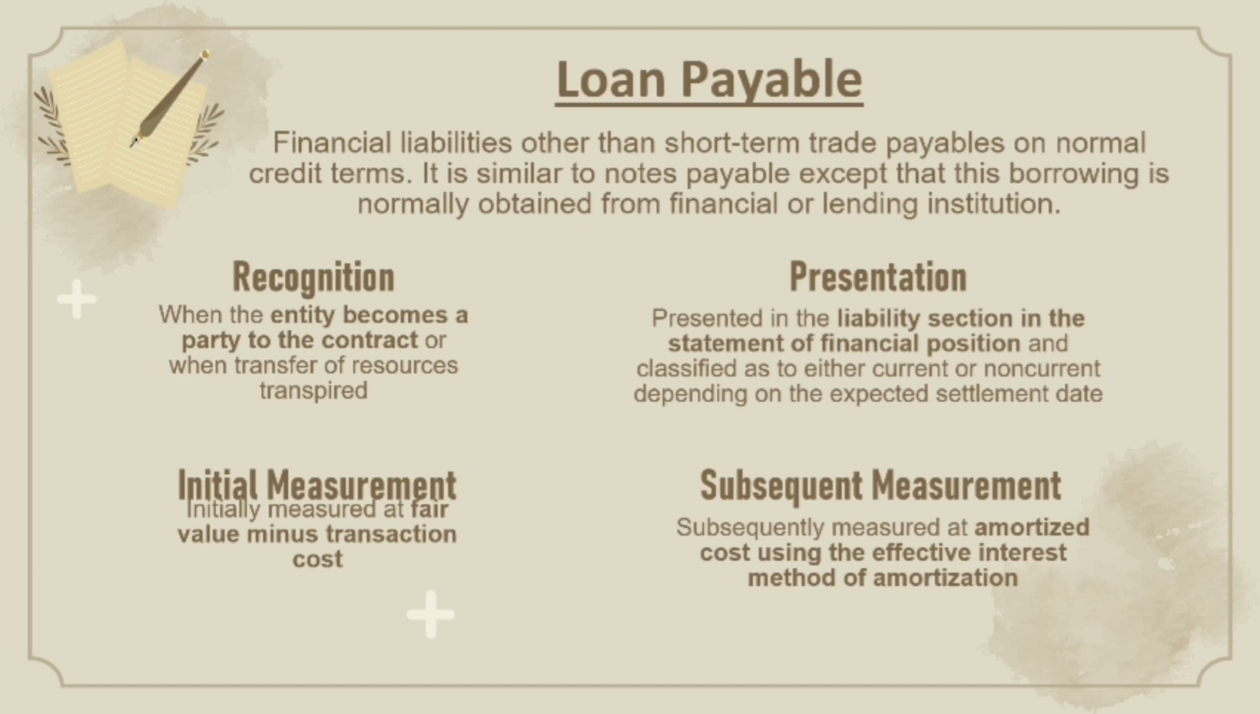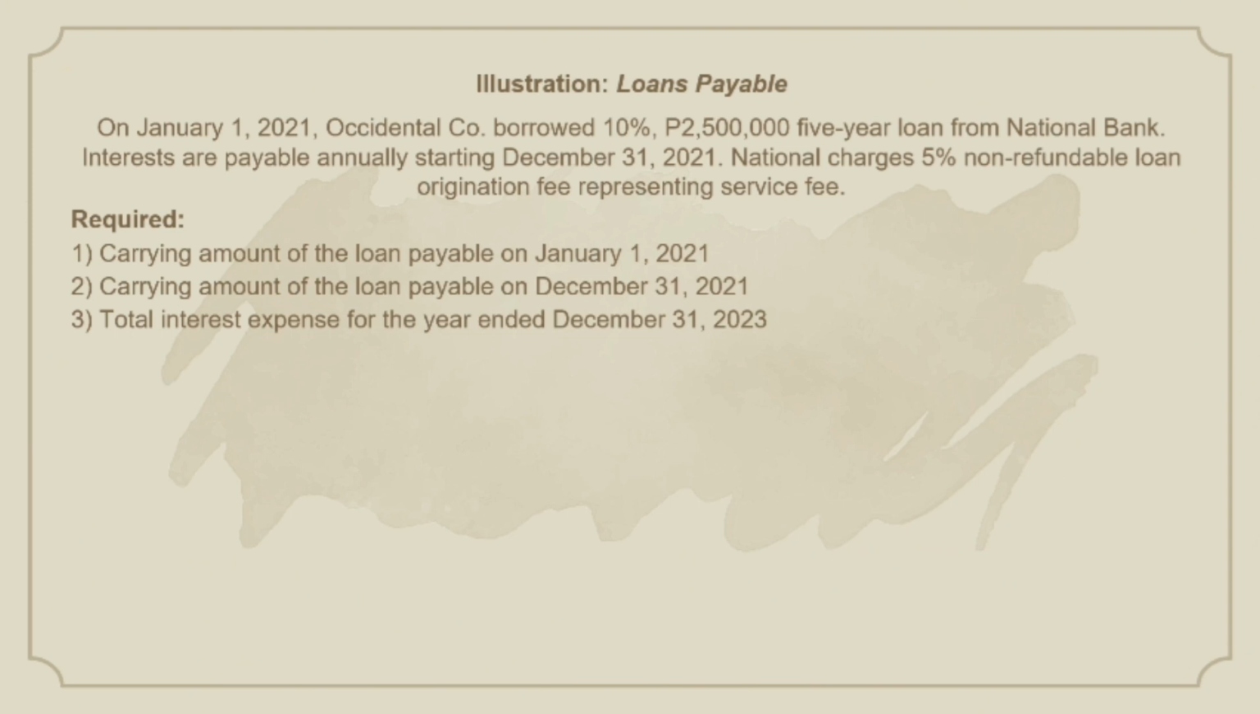So to illustrate, on January 1, 2021, Occidental Company borrowed a 10% 2,500,000 5-year loan from National Bank. Interests are payable annually starting December 31, 2021. National charges a 5% non-refundable loan origination fee representing service fee.